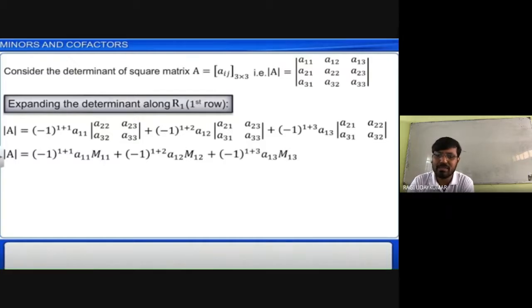This can be written in the simplest way as minus 1 to the power of 1 plus 1, A11 into M11, minus 1 to the power of 1 plus 2 into A12 into M12. Whatever determinant we are writing, already we know how to find it, and it has a special name, which is called minor. That's why it is given as M11, M12, M13, when you are expanding along row 1.